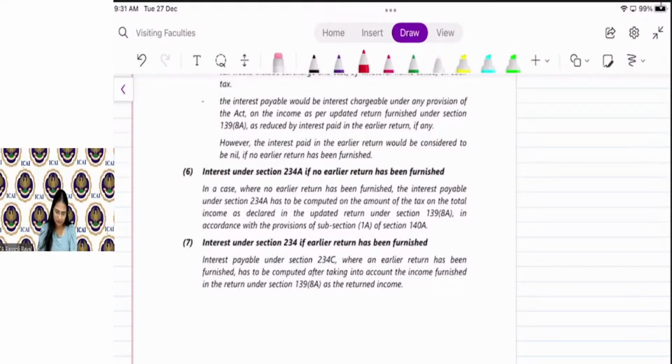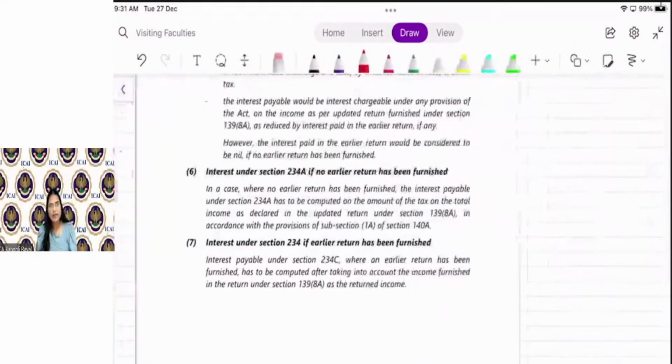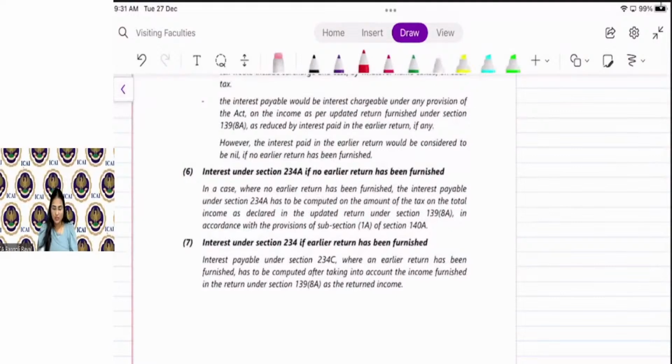Yes, Vedant. So up till now, everyone clear? Yes or no? Just let me know so that we will quickly go through these statutory updates for your attempt. Everyone, up till now, everyone is clear? Yes or no? Please reply, everyone.